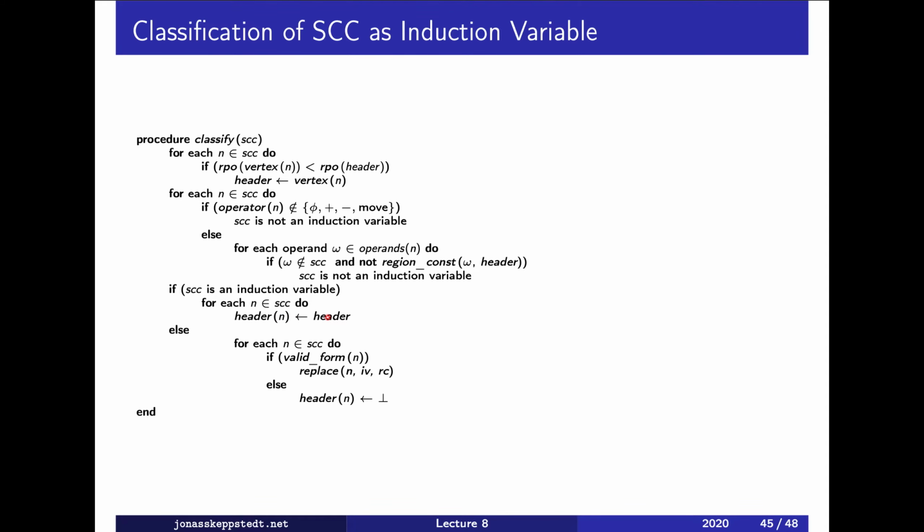Okay, so if we concluded that this strongly connected component describes an induction variable, then we set the header that we found as an attribute of each node in this strongly connected component. And then we go through every instruction in it and see if we can replace that operation with a simpler one.